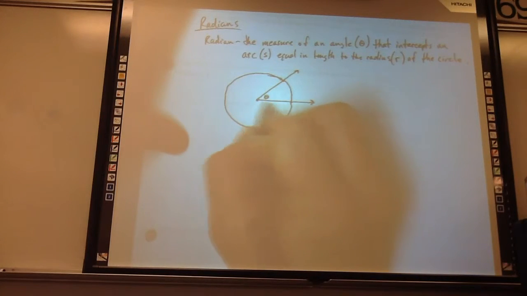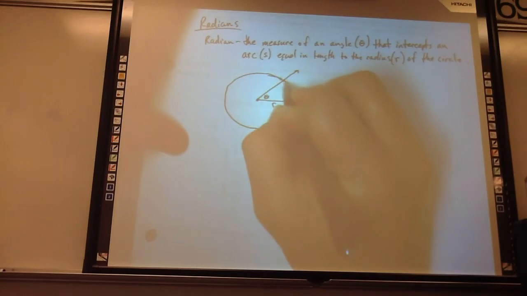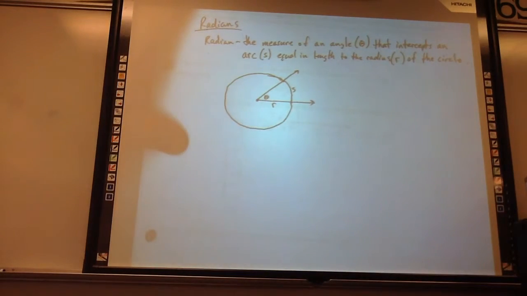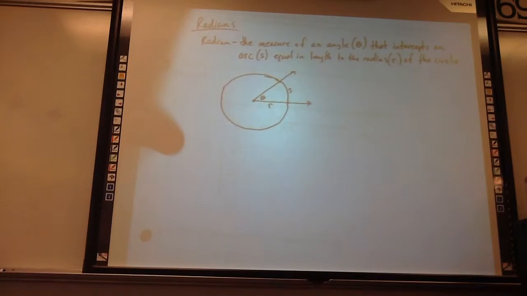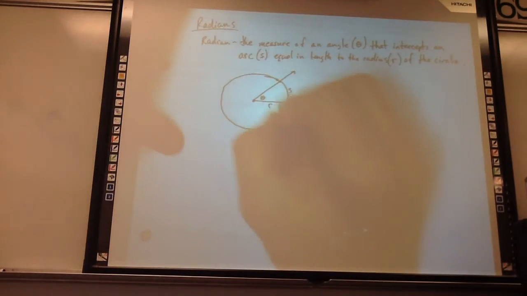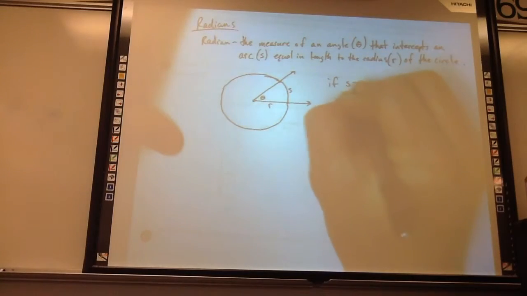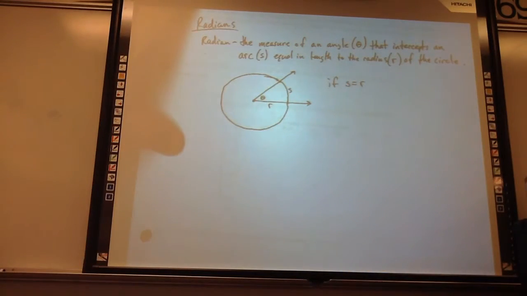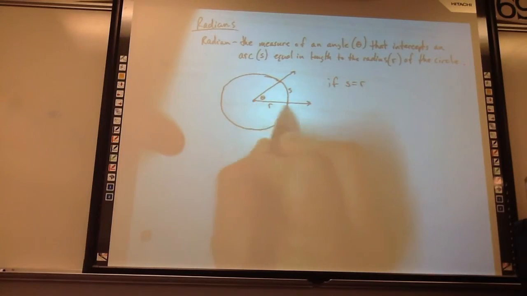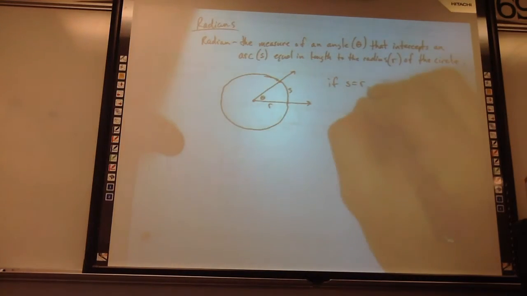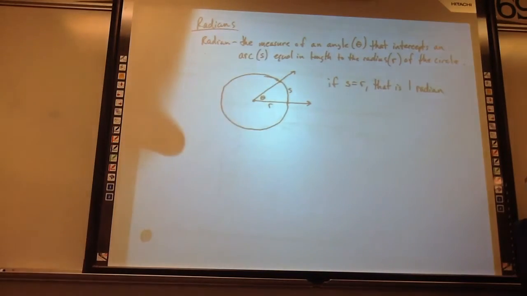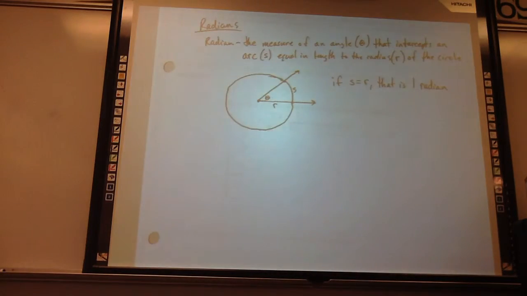The radius of the circle is right here, and the arc length of the circle is right here. The radius is half the diameter. We don't care about the diameter yet. All we care about is if S equals R. So if this arc length is the exact same as the radius of the circle, that is 1 radian. So that's how you define a radian.